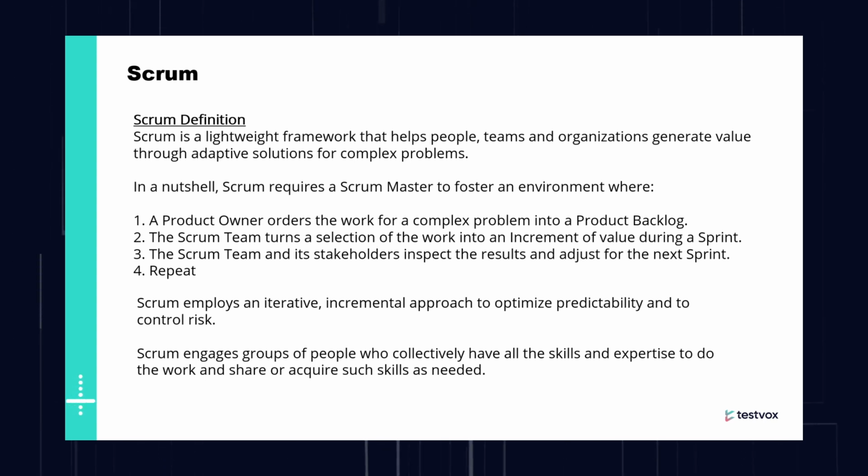Right? If you begin a software development project, at the beginning there are quite a lot of unknowns. So Scrum goes ahead with adaptive solutions, and it will help us solve the complex problems. Right? Scrum requires a Scrum Master to foster an environment where a product owner, who is the major responsibility owner or decision maker for any Scrum team, orders the work for a complex problem into a product backlog. And a Scrum team turns a selection of work into an increment of value during a sprint.